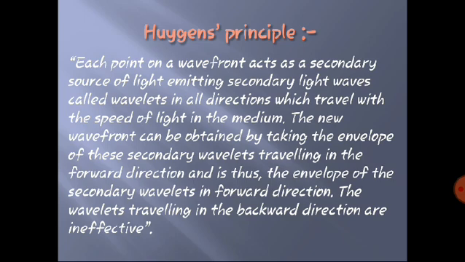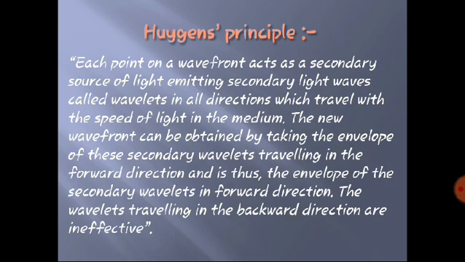Now the second thing he discovered tells us that the new wavefront given by the secondary wavelets can be obtained by taking the envelope of these secondary wavelets. We are going to take another locus on which all the points are in the same phase, and we are going to consider all of this as a wavefront. So this will be the envelope of the secondary wavelets, and these are traveling in the forward direction. So this is all about the Huygens principle.